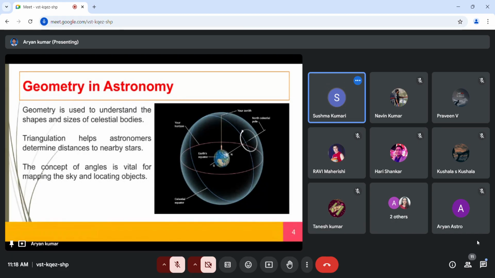Geometry in astronomy. Geometry is used to understand the shapes and sizes of celestial bodies. Triangulation helps astronomers determine distance to nearby stars. The concept of angle is vital for mapping the sky and locating objects.